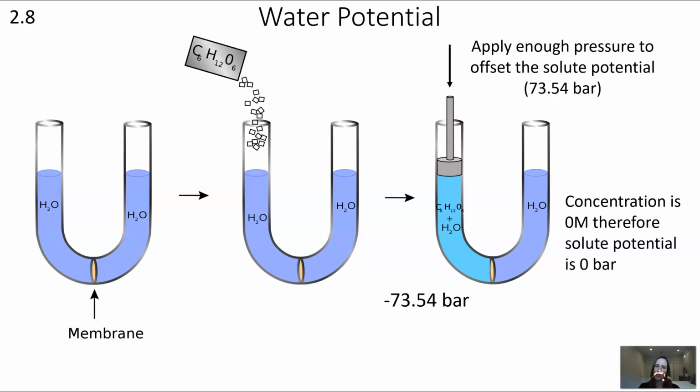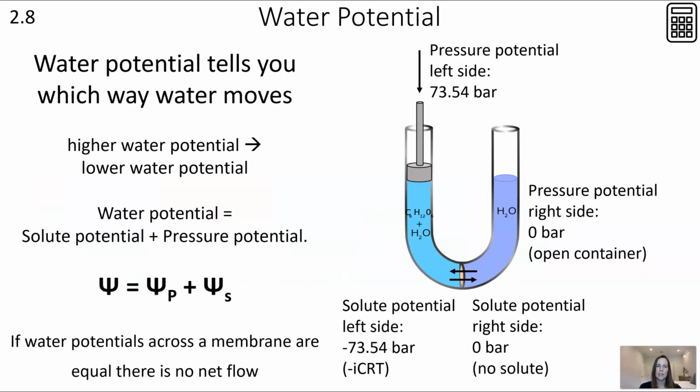And if those forces are exactly equal, we'll end up with those water lines being exactly equal. So water potential is going to tell you which way water moves. If we have a membrane and 2 liquids on opposite sides of that membrane, we can figure out the water potential of both sides and then figure out which way the water is going to move. Reminder that the water is always moving from the higher water potential to a lower water potential. To figure out water potential, we need to know solute and we need to know pressure.